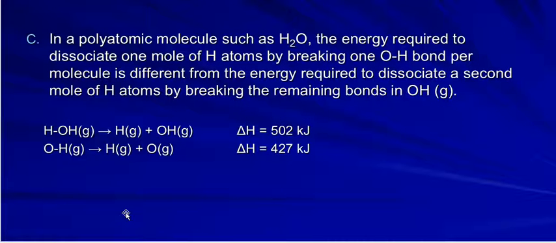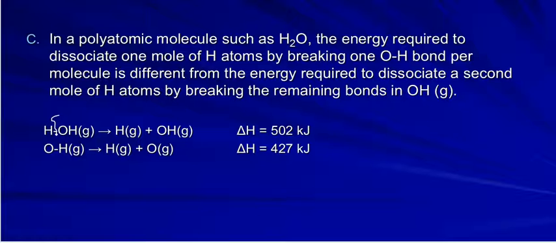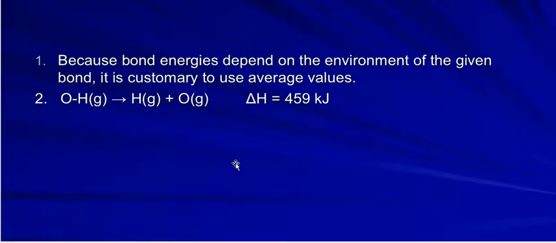In a polyatomic molecule such as water, water has 2 OH bonds. Well, the energy required to break one OH bond is different than the energy required to break the second OH bond. In both of these examples, I'm breaking the bond between oxygen and hydrogen, but you'll notice that the bond energies are different. So bond energies depend on the environment, and it's customary to use average values. So the delta H value for OH would be 459 kilojoules to break that bond.